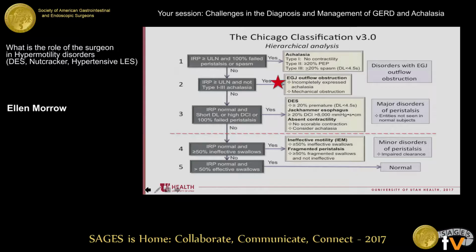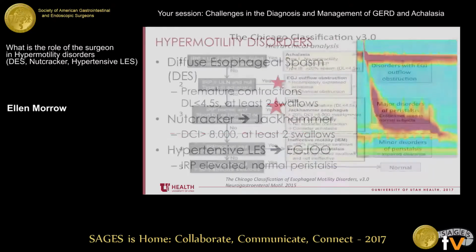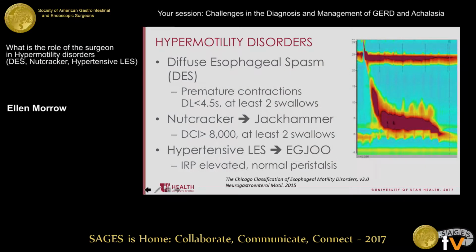So the first one is EGJ outflow obstruction, so esophagogastric junction outflow obstruction, and that is related to what we used to call hypertensive LES. In some patients, this can be an incompletely expressed form of achalasia or a very early achalasia, it's thought. In other patients, this may be due to a mechanical obstruction, such as a paraesophageal hernia. I will also touch on diffuse esophageal spasm and jackhammer esophagus, which is similar to what we used to call nutcracker. So these are our new definitions under the Chicago classification of hypermotility disorders.